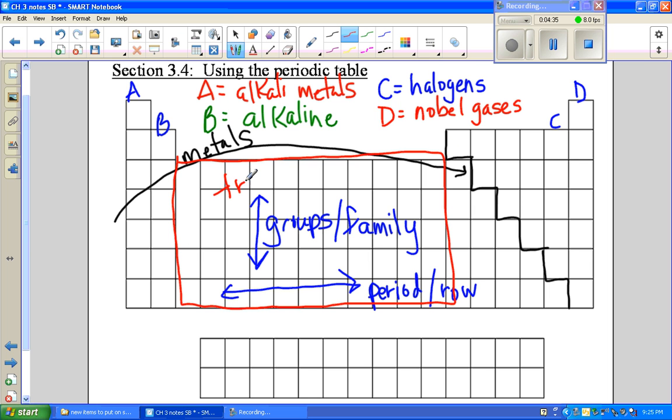Now, if you think of the word transition, you are moving from one thing to another. You're transitioning through. And that's exactly what is happening here. I have the alkali metals that are not found in free nature. Many of these are.